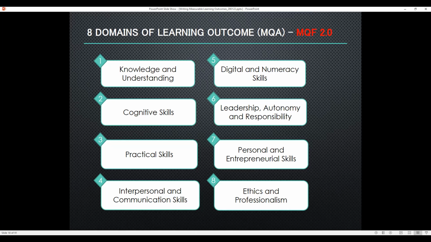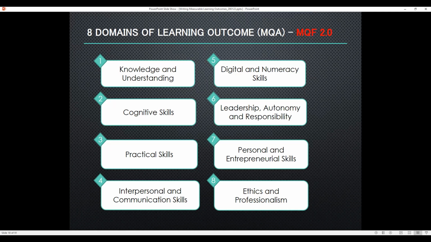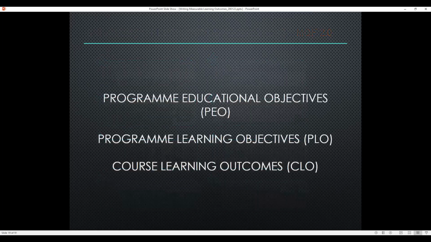The first one is knowledge and understanding. The second one is cognitive skills. Then we have practical skills, interpersonal and communication skills, digital and numeracy skills, leadership, autonomy and responsibility, personal and entrepreneurial skills, and lastly, ethics and professionalism. They are not very different from the previous one. It's basically rewording some and grouping some differently. So you might just have to tweak a little bit here and there for your program.